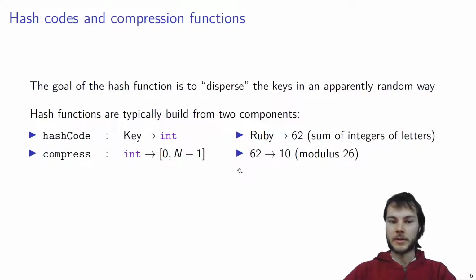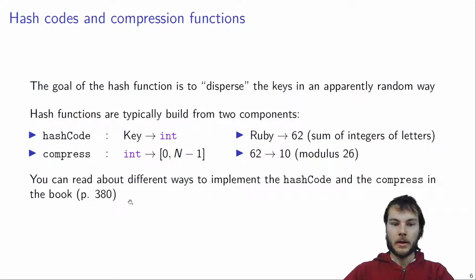We do this because if, for example, we need to resize the amount of space we have, so suddenly we have 13 sheds, we can only change the compress. We can still keep the same hash code, but only vary the compress we use. And of course, since we have to try to disperse the keys in a random way, for both of these functions we try to do this. You can read about different ways to implement this hash code and this compress function in the book.